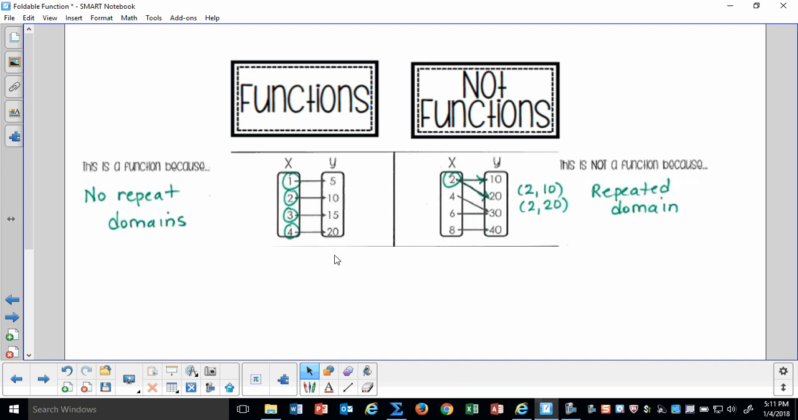The left side is a function because, again, we have no repeats in the domains: 1, 2, 3, 4. And on the right, we have the points (2, 10) and (2, 20). So the domain of 2 repeats, so it's not a function.